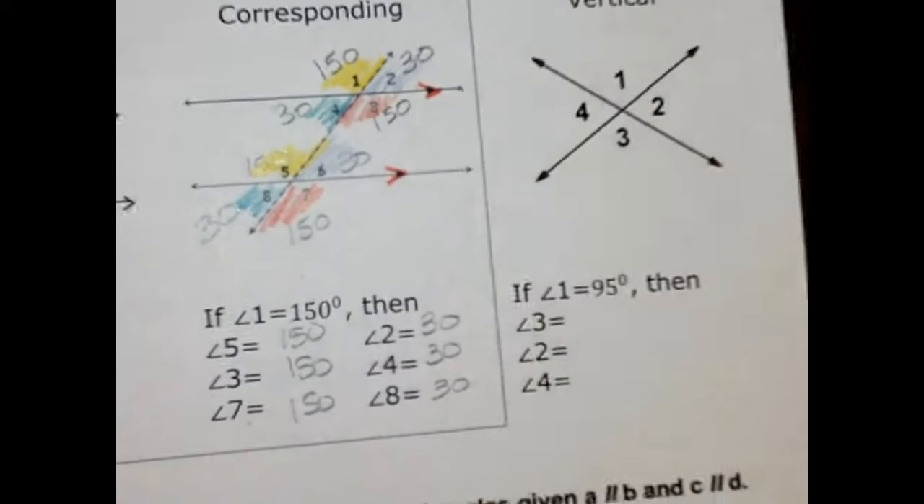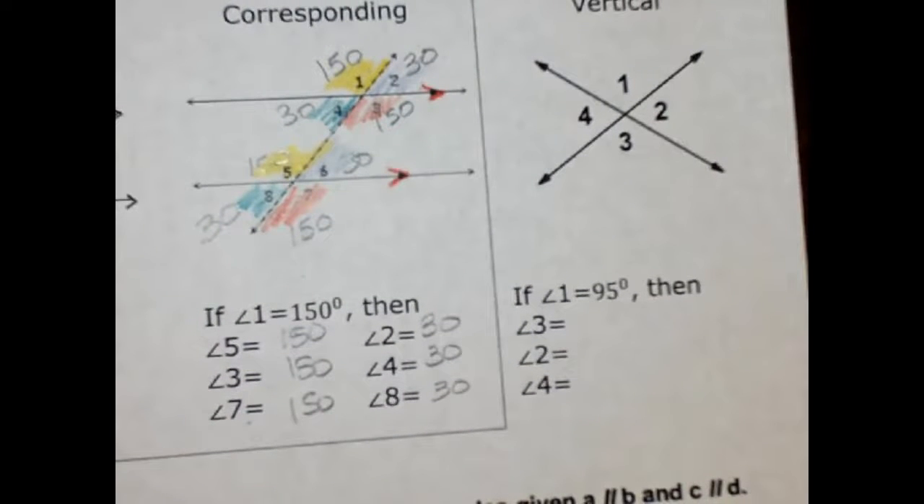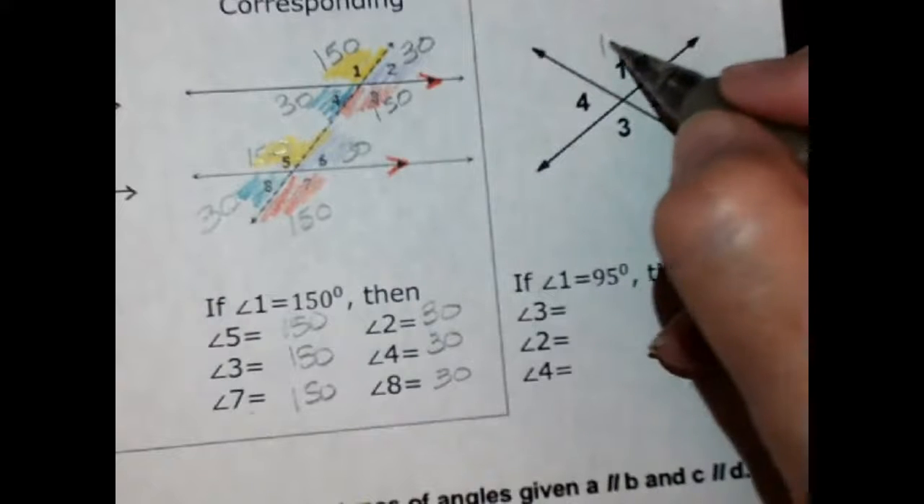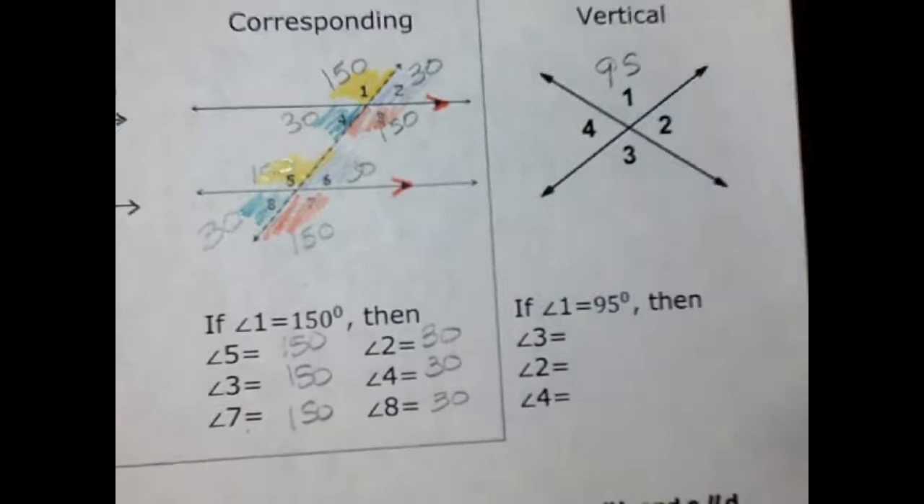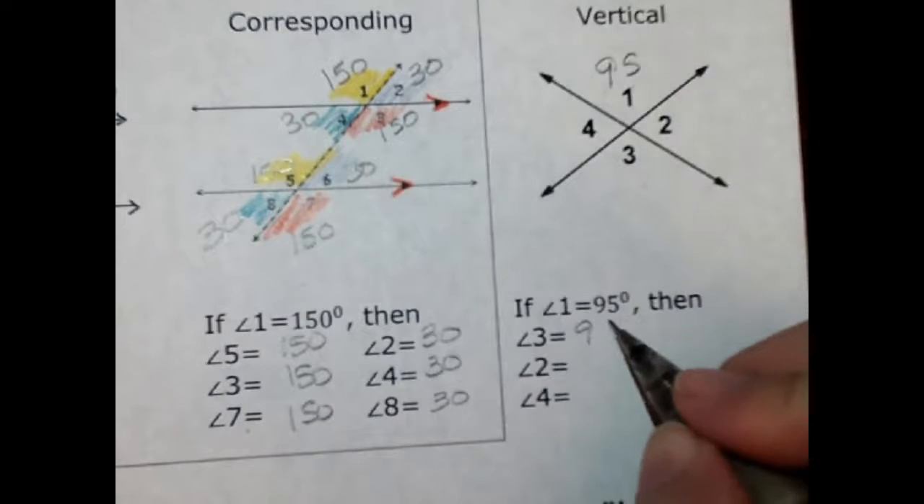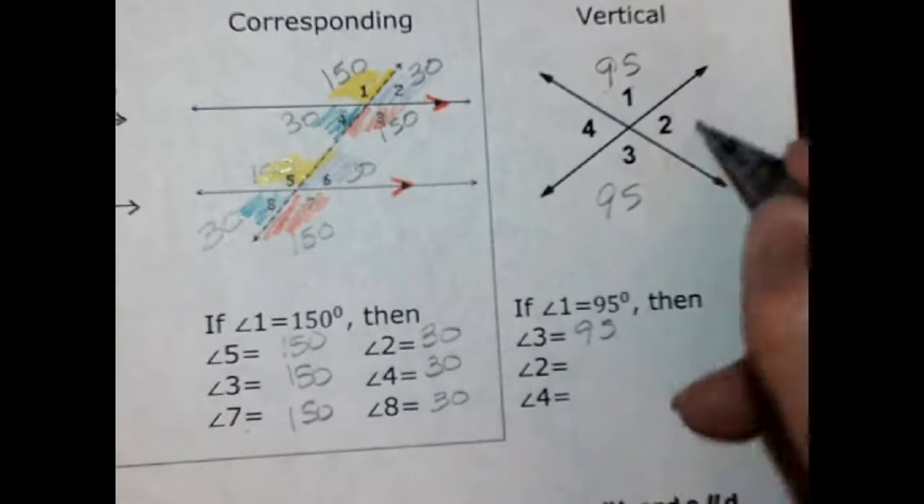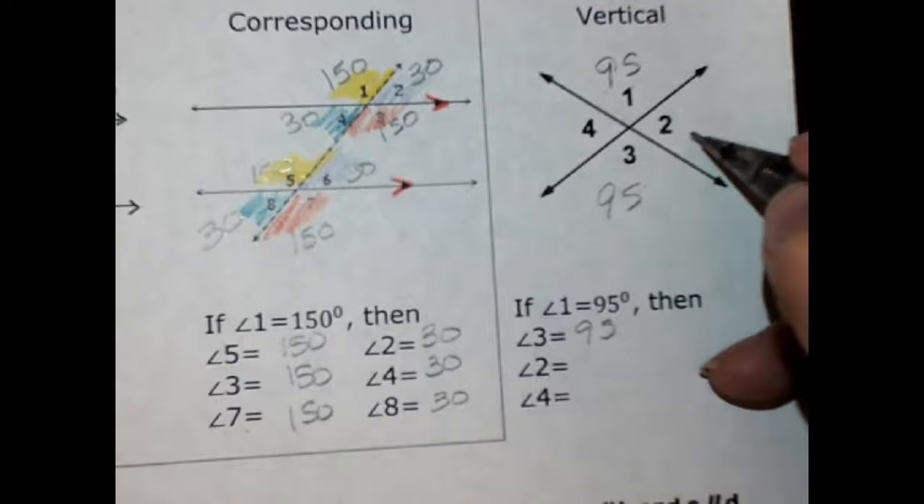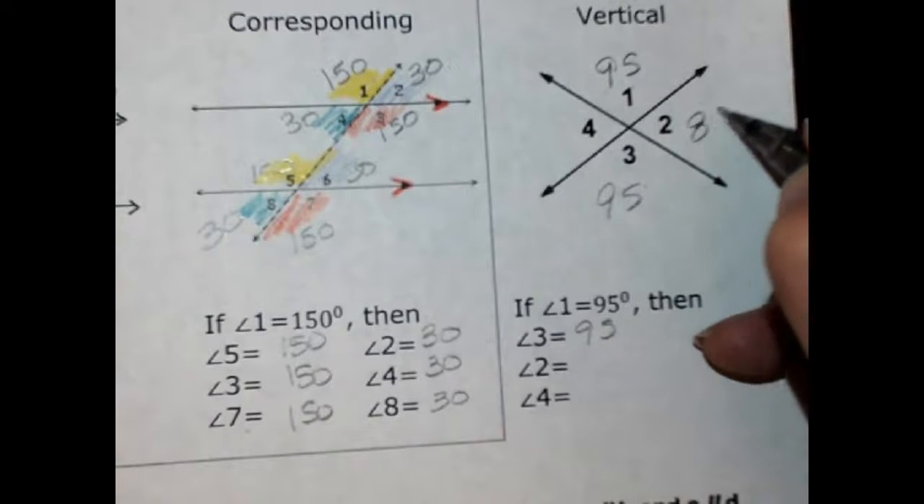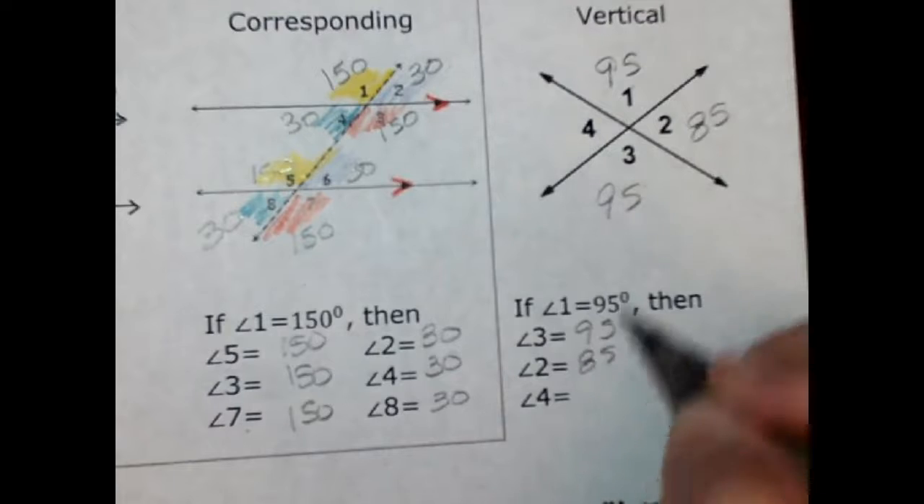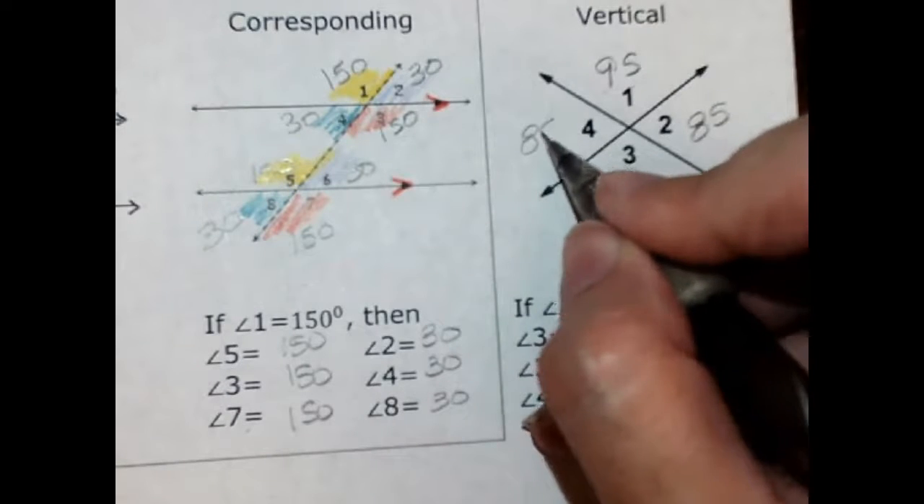And then we got a little review one, because we got vertical angles. What if 1 is 95? Then what's 3? Well, that's 95. These two are supplementary, so they have to add up to 180, so that's 85. And these two are vertical, so this one's 85.